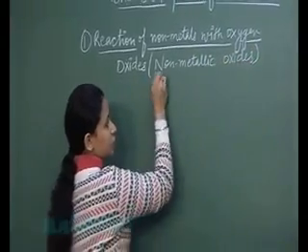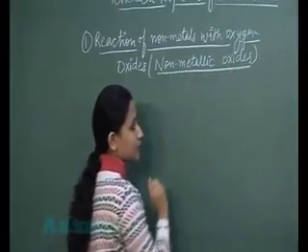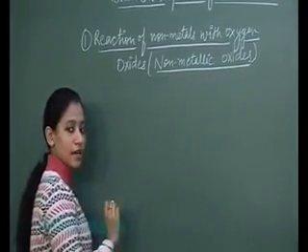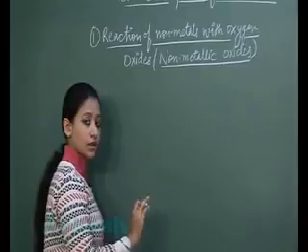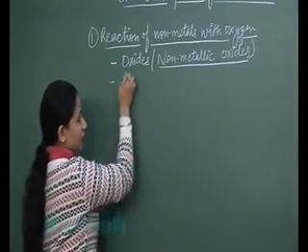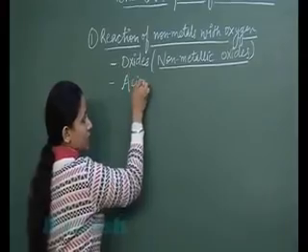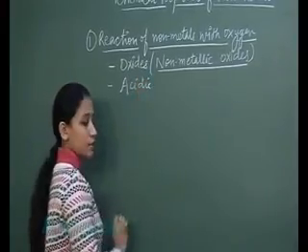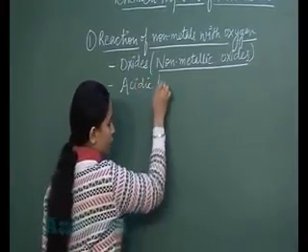Now what is the nature of nonmetallic oxides? The nonmetallic oxides are acidic or they can be neutral. When we talk about their nature, we can say they mostly are acidic oxides, but some of the nonmetallic oxides are neutral also.